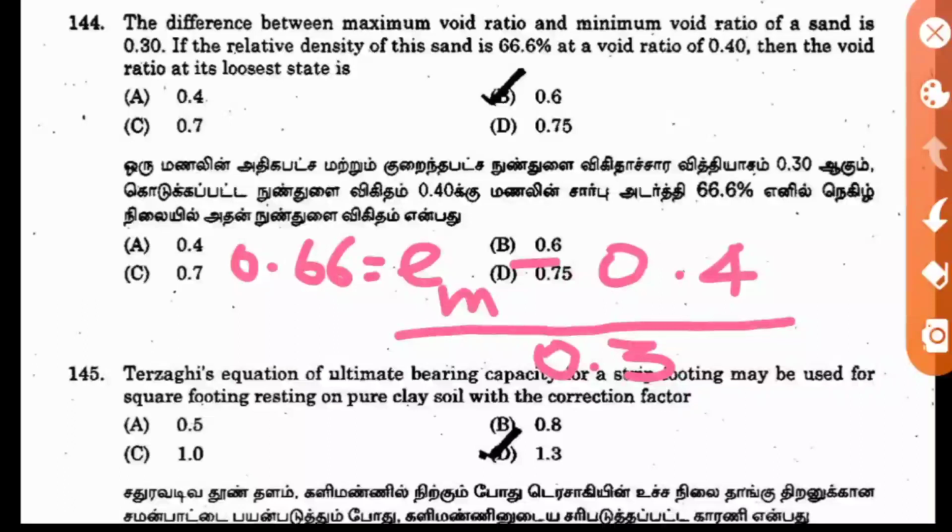Okay, if you have written it like this, you need not multiply the formula with 100. If you are writing 66% directly, you should multiply it with 100. So when you take this value here, the answer will be 0.198. So e max will be equal to 0.198 plus 0.4. So it is nearly 0.598, which is equal to 0.6. So option B is the answer here.